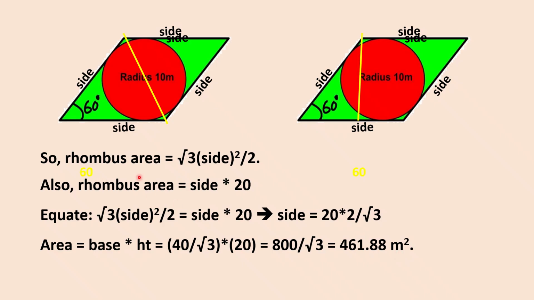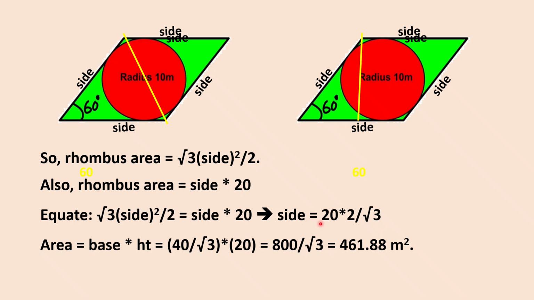We calculated the rhombus area by two methods. Once using the formula base into altitude, the altitude being the diameter of the circle, and the second by dividing it into two congruent equilateral triangles. Now we equate these two. Root 3 side square by 2 is equal to side into 20. So equating these two, we get side equal to 40 by root 3.